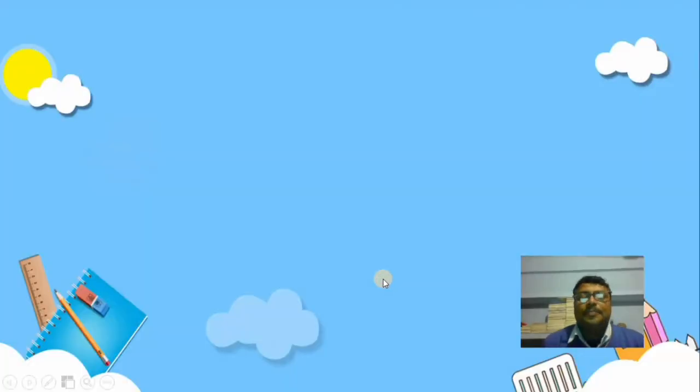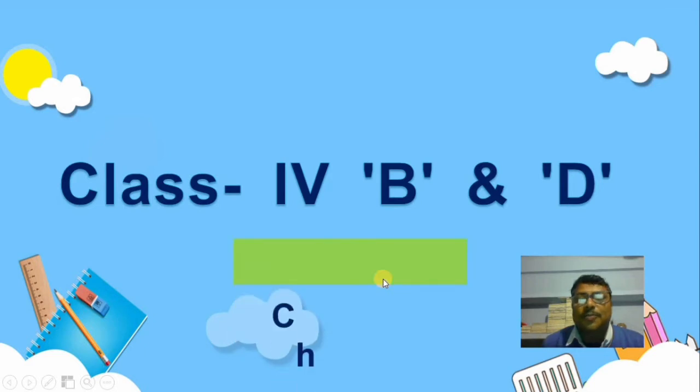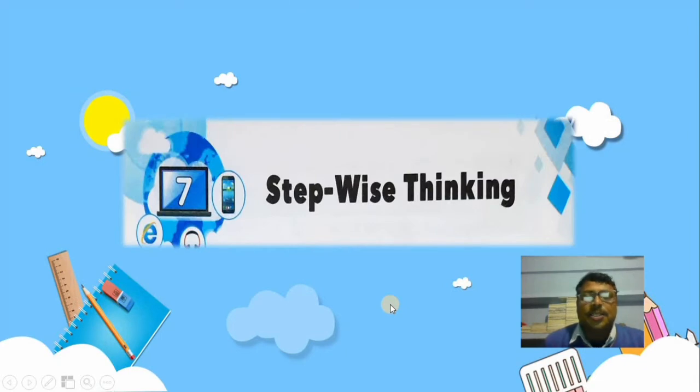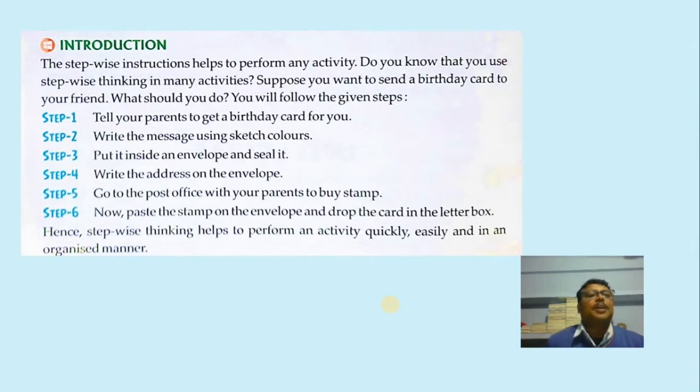Dear student, I am going to discuss class 4B chapter 7 today. The chapter 7 topic is stepwise thinking. We will understand what logical steps are, and what it is when we do an activity without steps or without thinking. The first thing we understand here is that stepwise instructions help us to perform any activity.